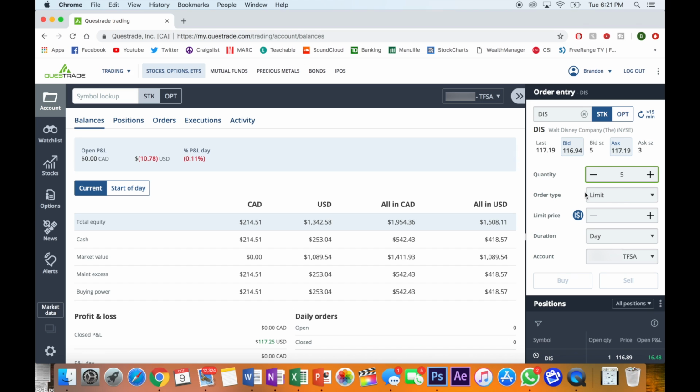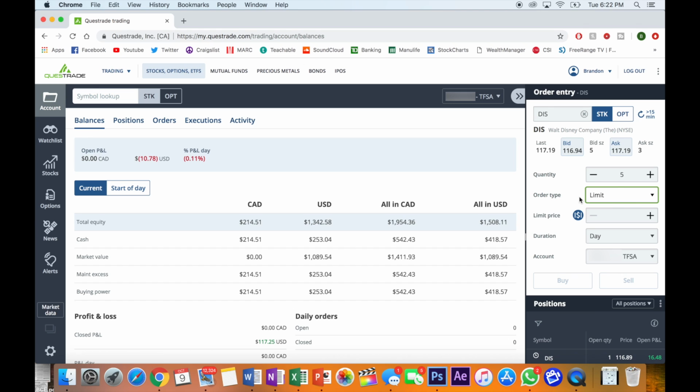Right below, we do have to choose what type of order we want to place. And the two very common orders would be a limit order and then a market order. So a limit order is the type of order that you'd place when you know exactly the price you want to pay.